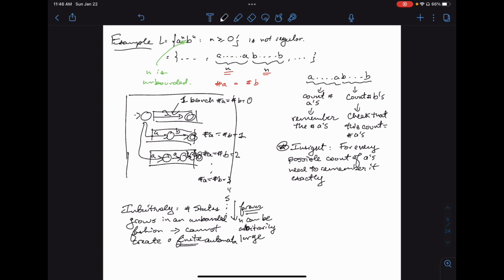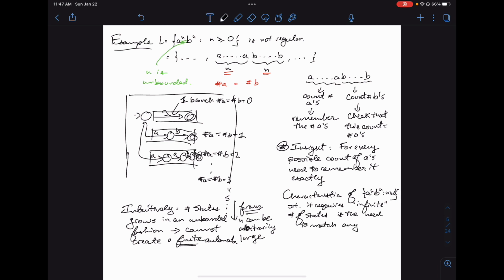And this property, the characteristic of the language ANBN such that it requires an infinite, and I'll put this in air quotes because what does that really mean, an infinite number of states, is the need to match any arbitrary number of A's with a following sequence of B's.